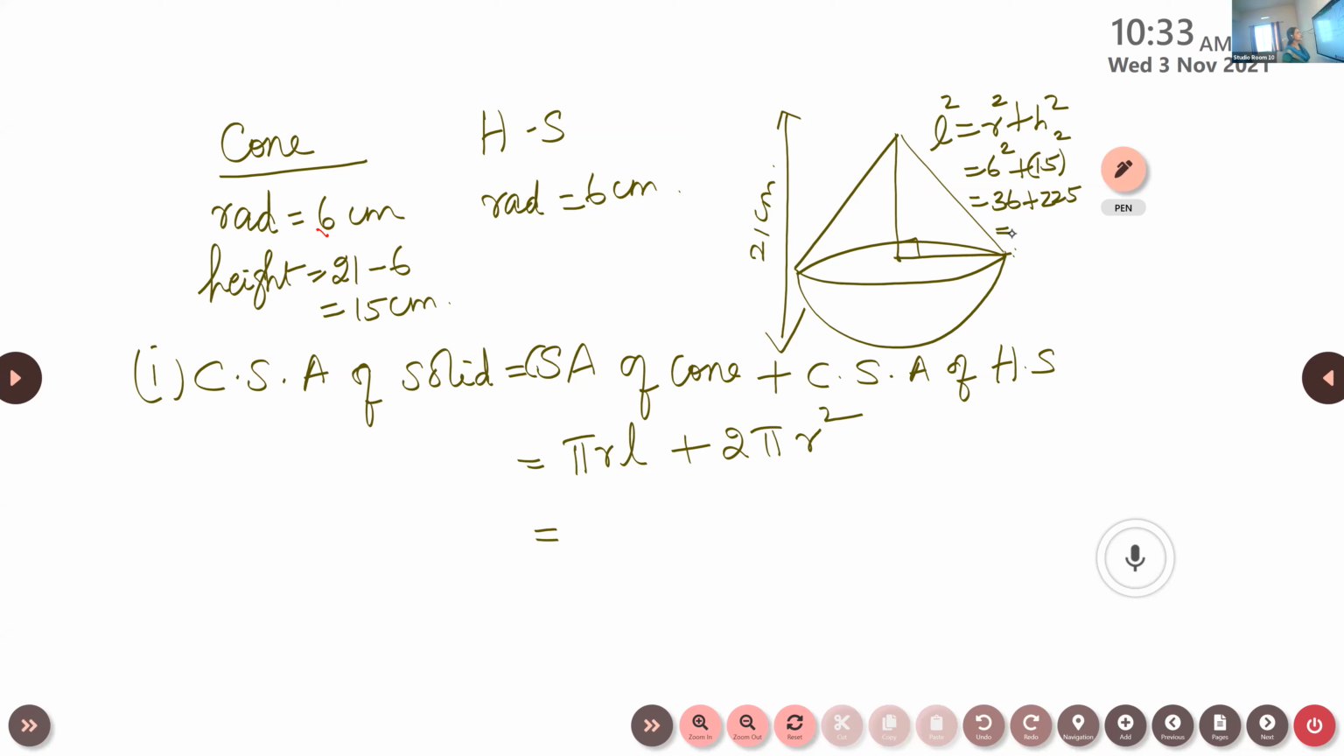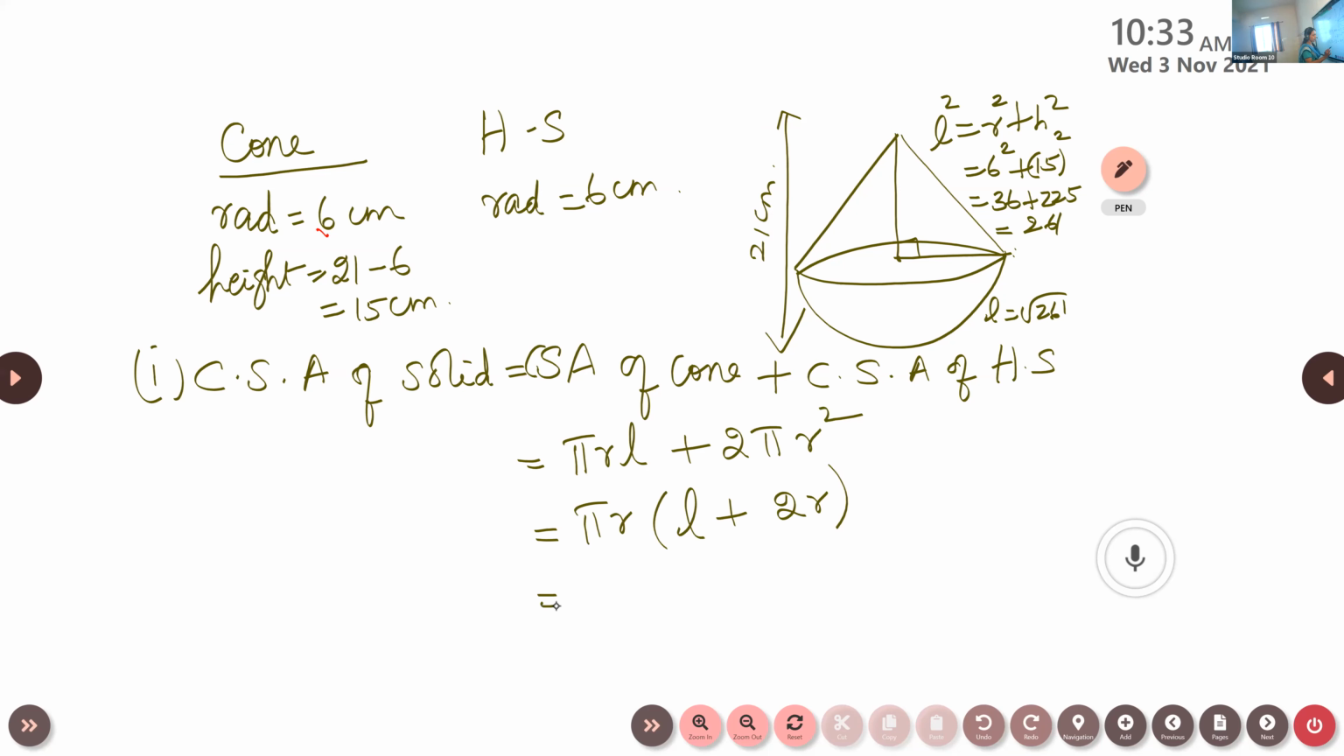Pranav, what will be L square? Root of 261. It is 261, isn't it? So L will be root of 261. So here, if we substitute pi, we can take pi r as common. So I'll get L plus 2r. Pi r into L plus 2r.